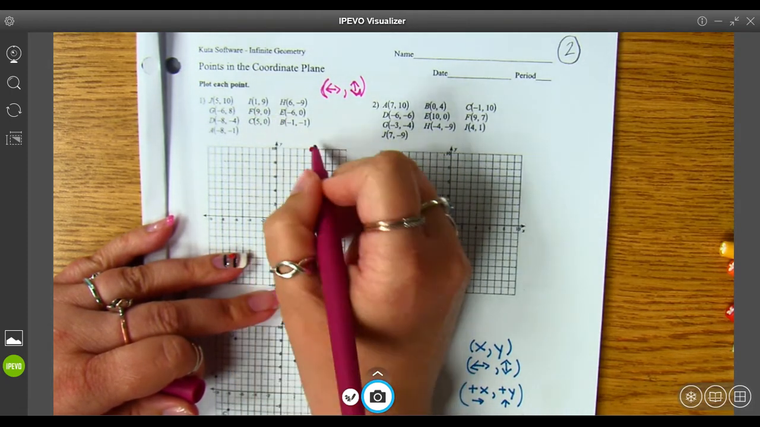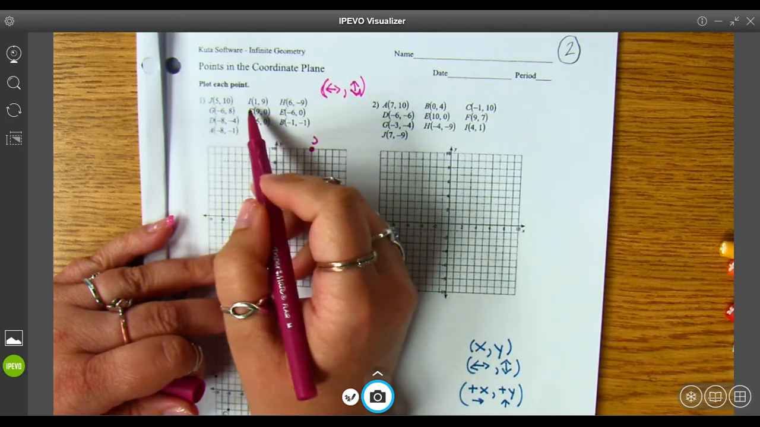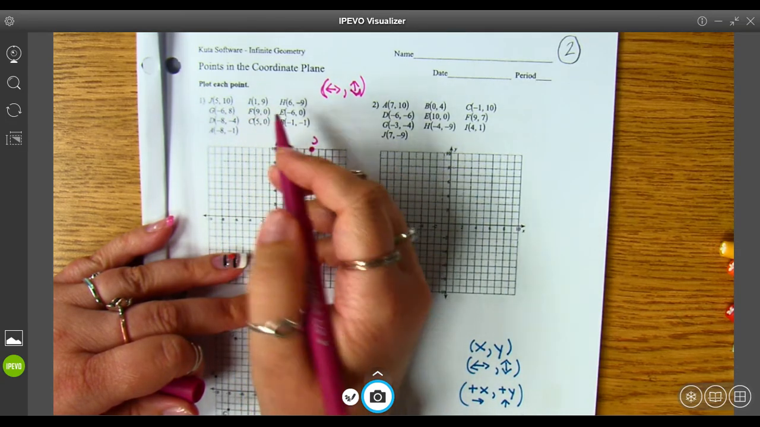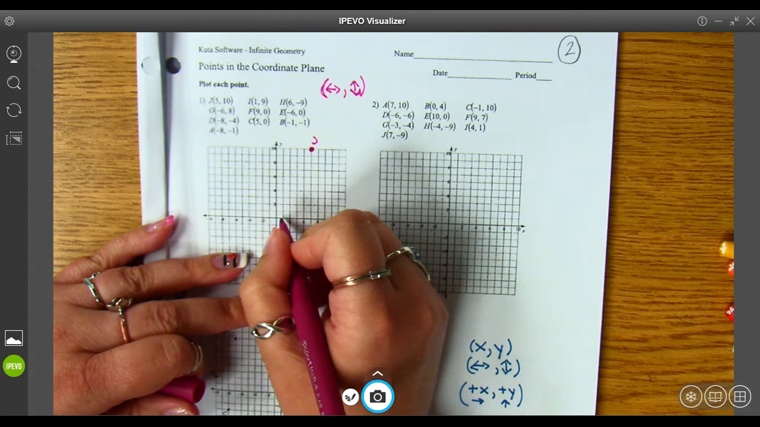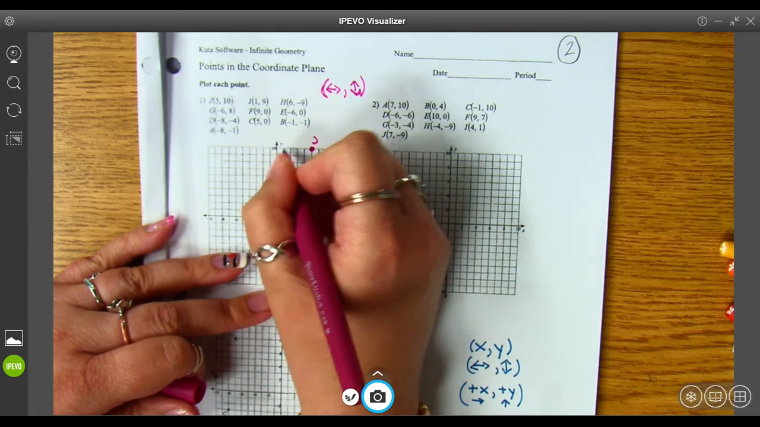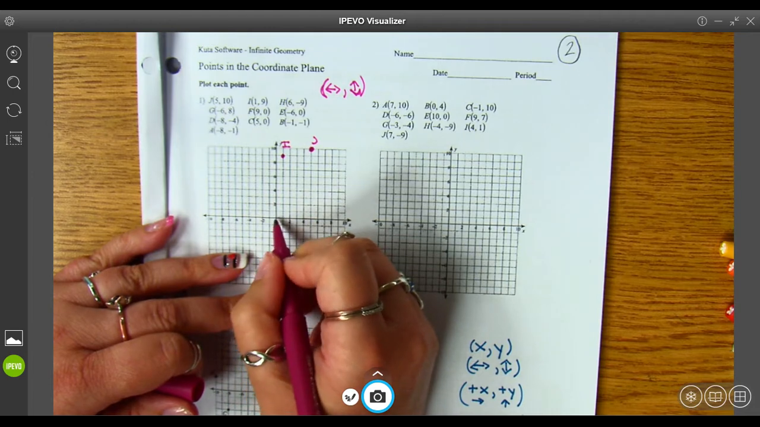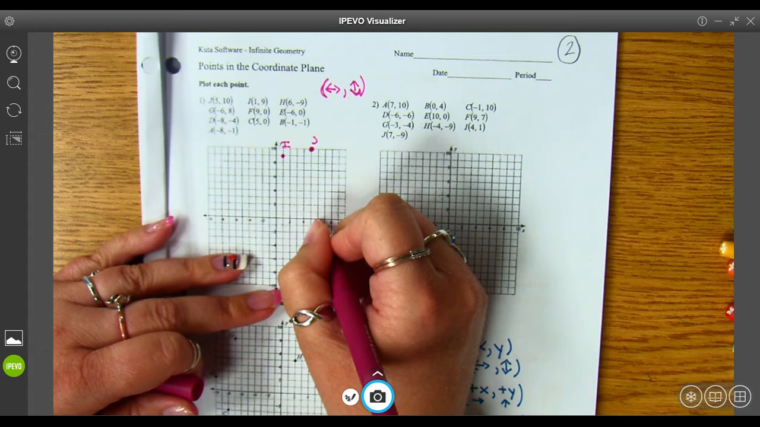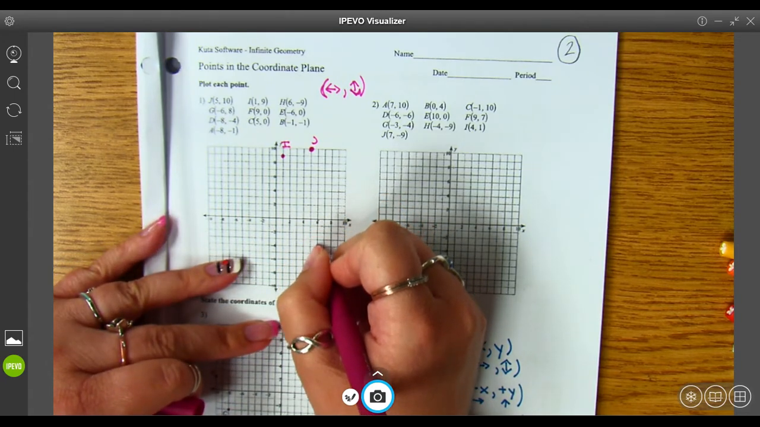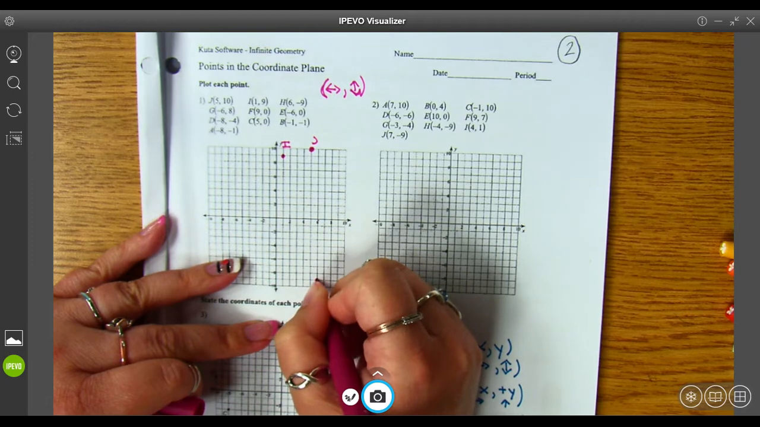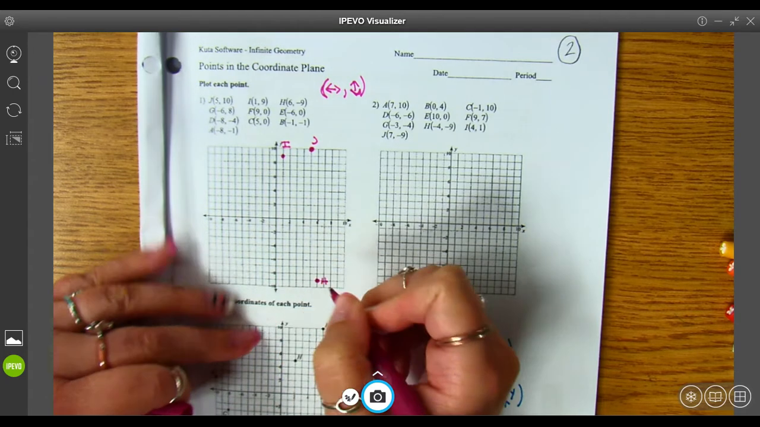Okay, for the next one, that was J. Now we're going to do I. It's 1, 9. So they're both positive, so that would be right and up. H is 6, negative 9. So which way should I go for the 6? Yeah, to the right. And which way should I go for the 9? Well, it's up or down and it's negative, so hopefully you said down, and that would be H.